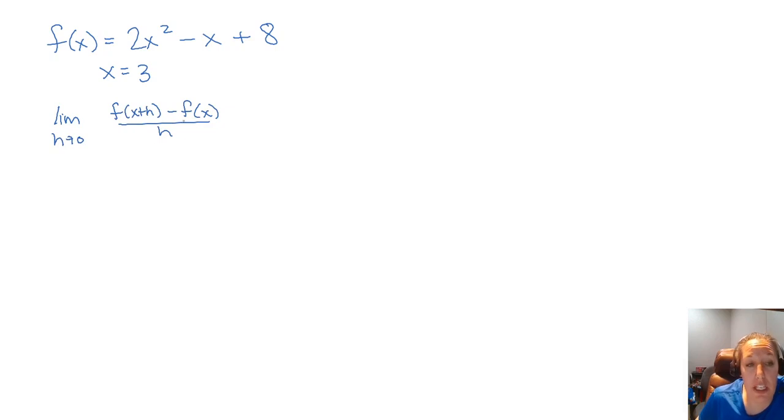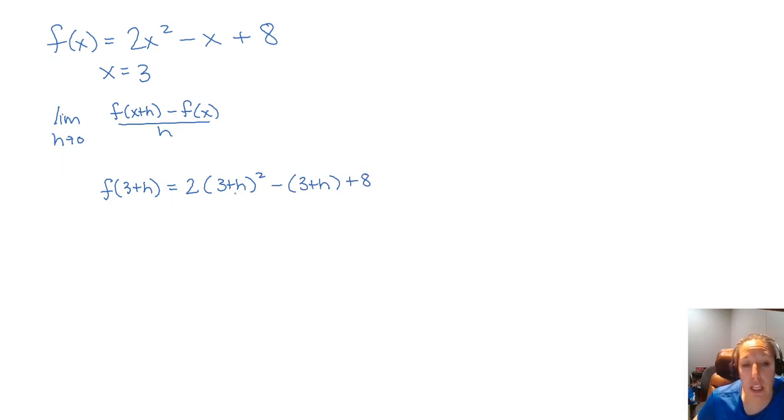Now you can do this in pieces or you can do it all together. I'm going to go ahead and do it in pieces first. So the first thing we need to do is find f of our x value, which is 3, so we need to find f of 3 plus h. That means we're going to plug in 3 plus h everywhere we see an x in our function. So we'll get 2 times 3 plus h squared minus 3 plus h plus 8.